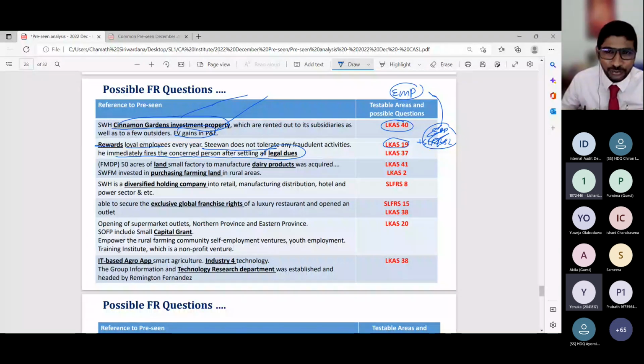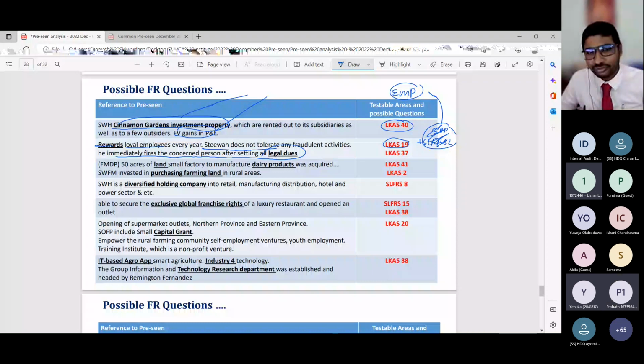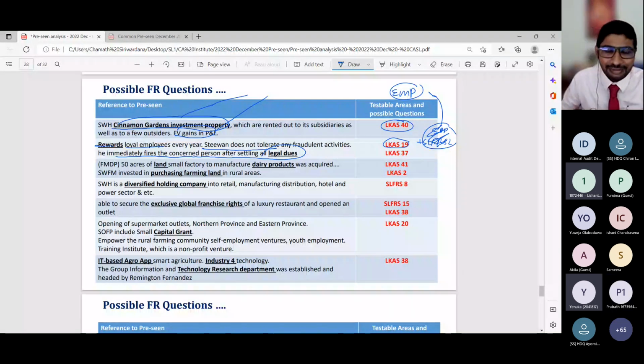When it comes to employment benefits, as you all know, there are a few benefits. And anyway, I have given these areas that can be tested only by picking up the words in the pre-seen. Don't expect that every standard will be tested in your paper.